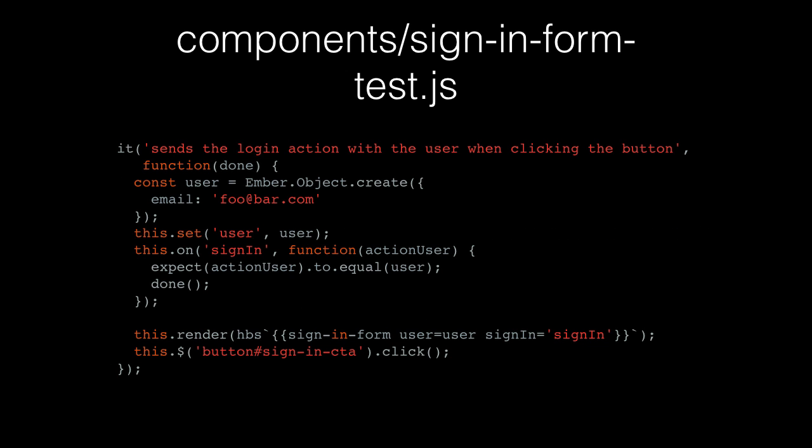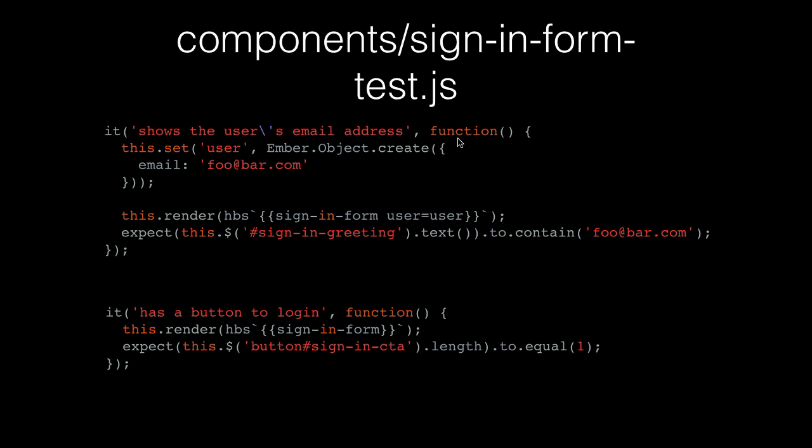So this was testing the content, and then remember when I click the button it fires an action. So I'm going to create a user, and then this syntax, this.on, is saying when the sign-in action is fired, it's going to get an action user, and I'm going to expect it to equal my user up here. So remember when I click sign in, it got the user and it passed it up in the action. So I want to make sure that's passed along. And then I'm calling done. This is kind of a trick.